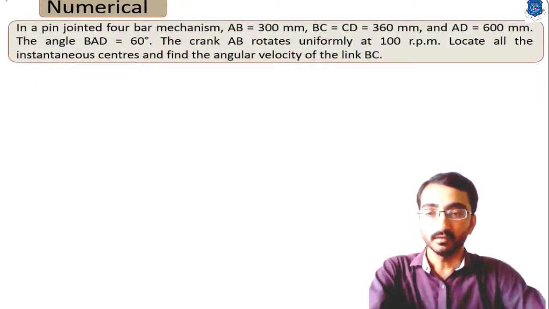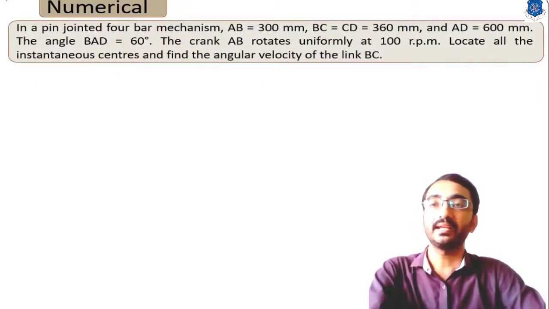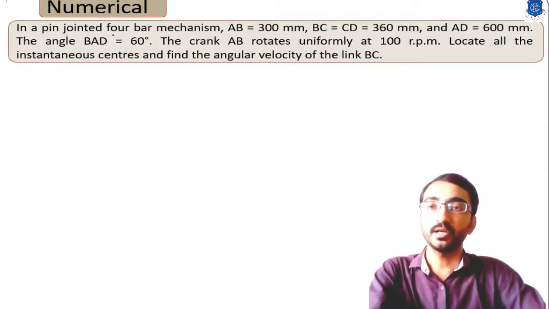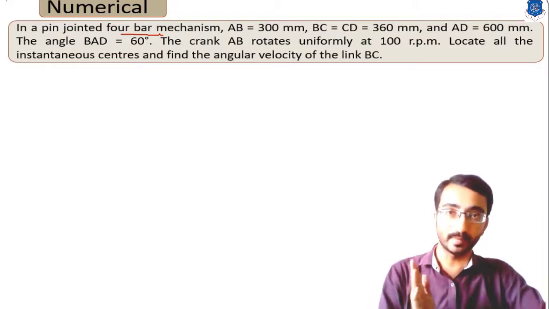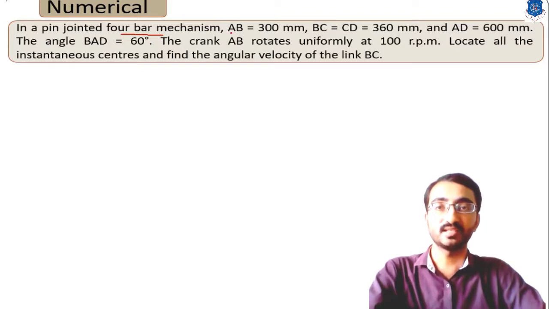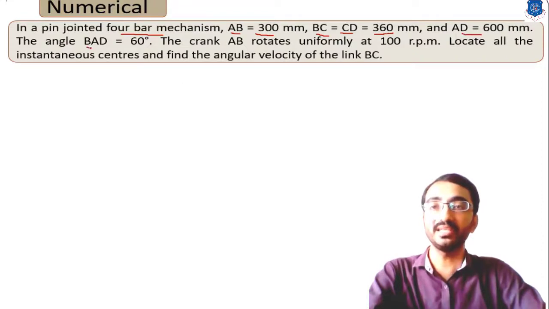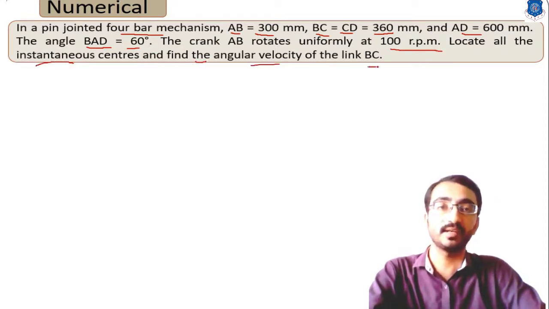So in this numerical we have been given data for a pin jointed 4-bar mechanism, having dimensions AB equal to 300 mm, BC and CD, these two links having the same dimension of 360 mm, AD equal to 600 mm, and the angle BAD equal to 60 degrees. The crank AB is rotating uniformly at 100 rpm. We have to locate all the instantaneous centers and find the angular velocity of link BC.